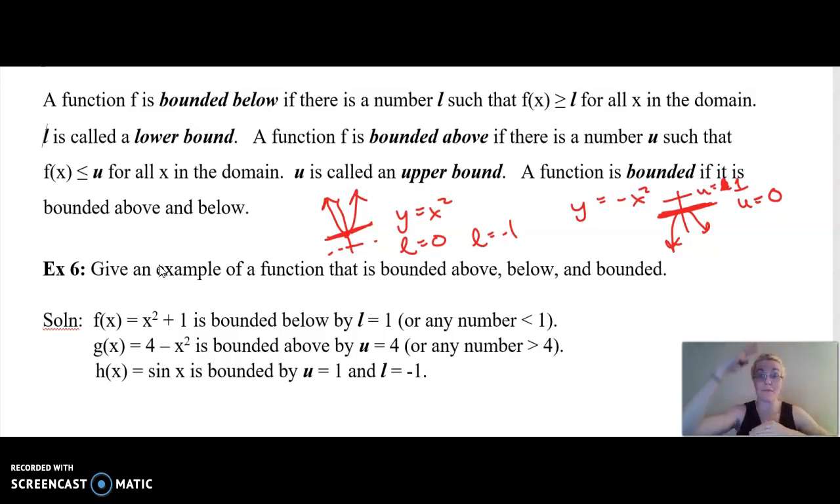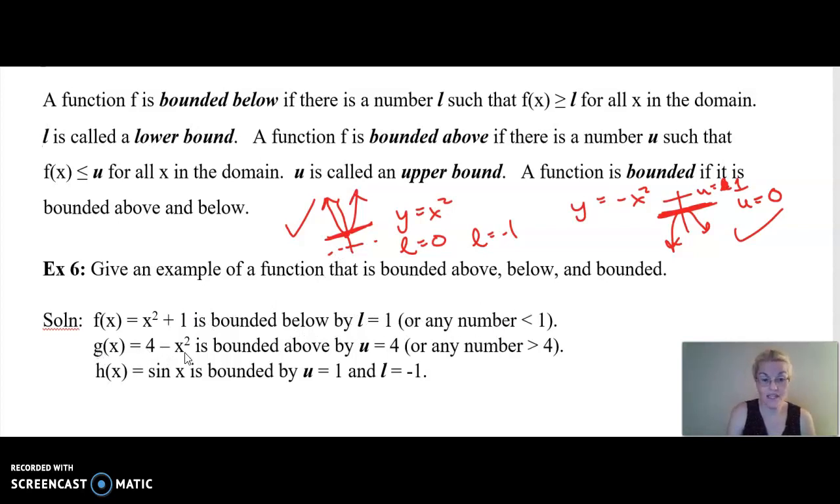I shouldn't say limit, there's a bound above and a bound below. So give an example of a function that's bounded above, check, below, check, and bounded. Well, so again, what I have here, f of x equals x squared plus 1, right? That's my parabola, but shifted up 1. That's got a lower bound of L equals 1. Or again, any number less than 1 is technically a lower bound.